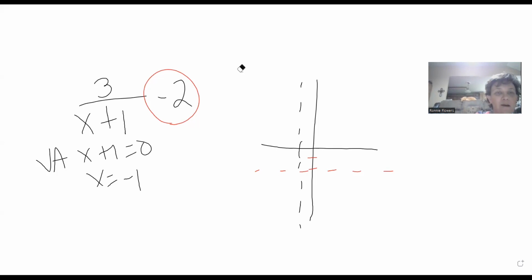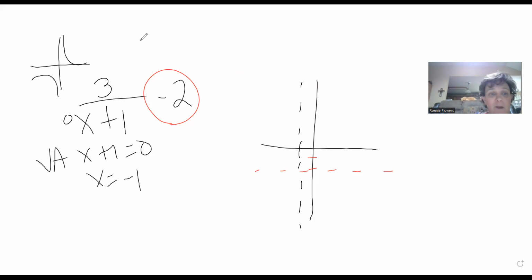And where it doesn't cross the x-axis, so sorry about that. Hopefully. Now all I need to do is to find a couple of points. I'm going to plug in 0 for x and see what happens.